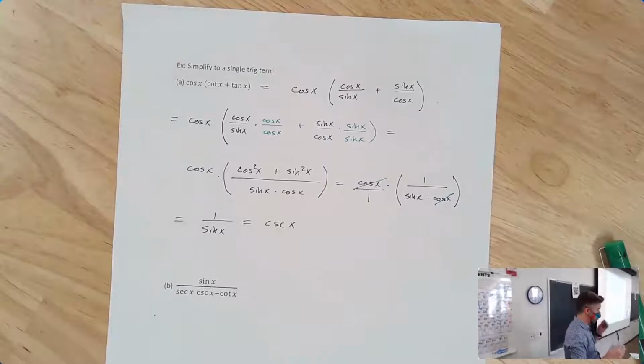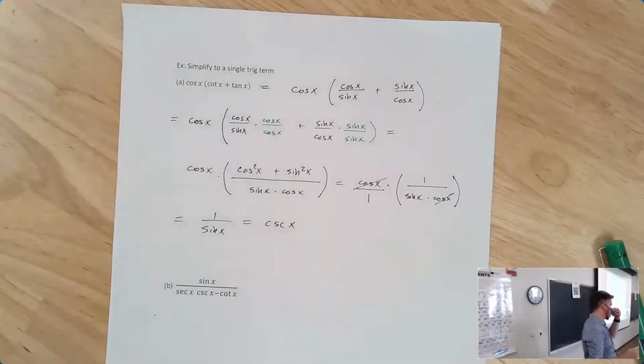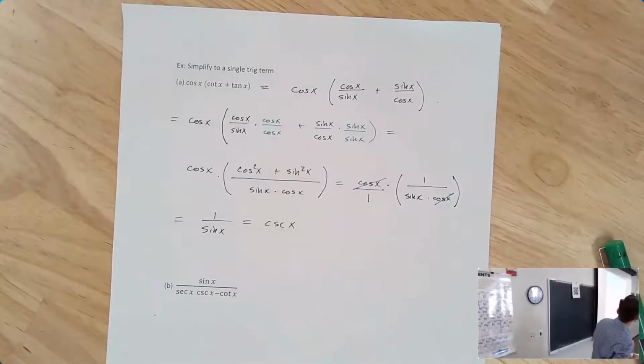Questions about anything we've done? Yeah. I don't want to sound dumb, but for tan x, why did you write sine over cosine?